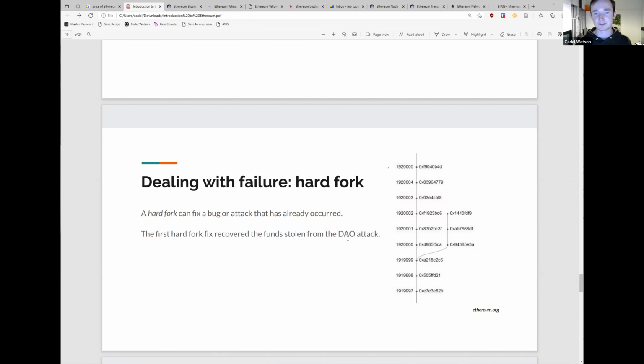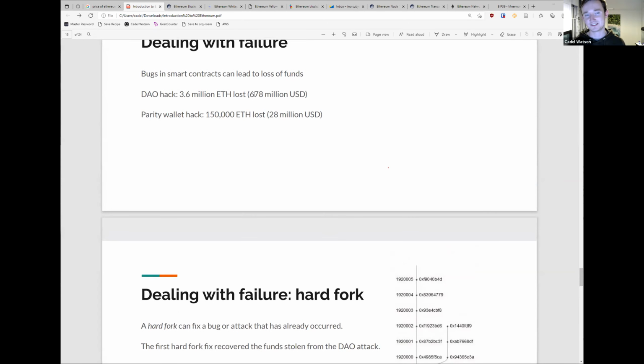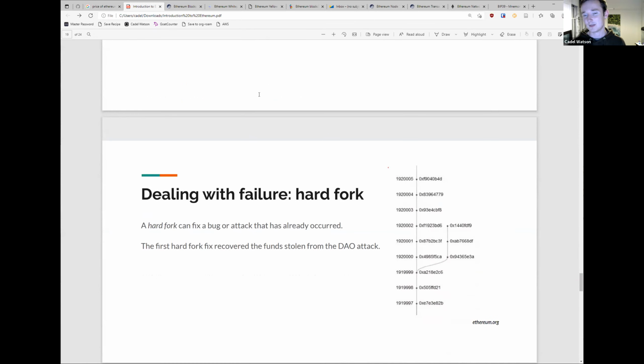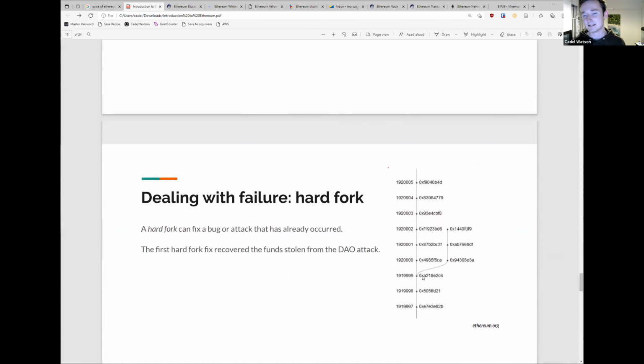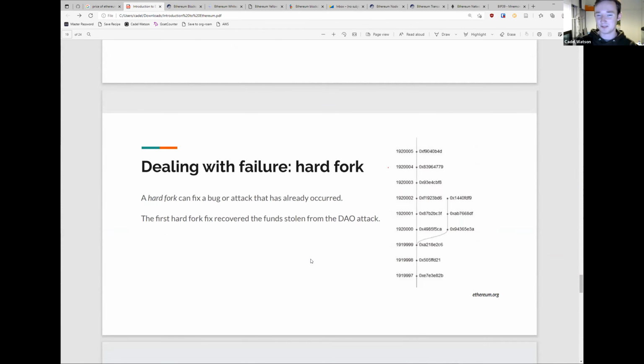And after this DAO attack, where they lost the $678 million, the whole community got together and they did this hard fork. So they all forcibly attacked the network that they themselves were on to recover the money. So that's kind of one way if you've got the whole community behind you. That's only ever happened once after this attack. People have kind of pleaded for it since.